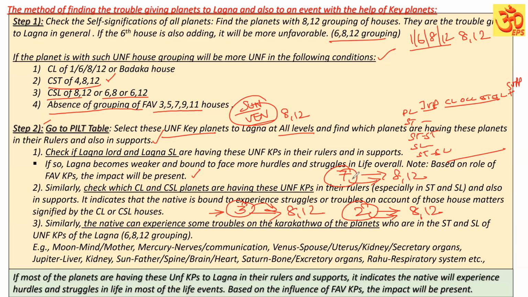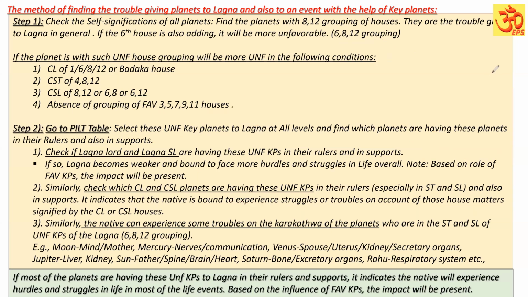This is about matters signified by the Cuspal Lord or Cuspal Sublord houses. I think you are able to understand this one. So first I was telling about the Lagna. The Lagna ruler is in the star of unfavorable key planets. Next point, I was telling about which Cuspal Lord and Cuspal Sublord planets are in the star and sub of this unfavorable key planet. Those house matters are going to give trouble to the Lagna. Lagna will experience troubles on account of those house matters.